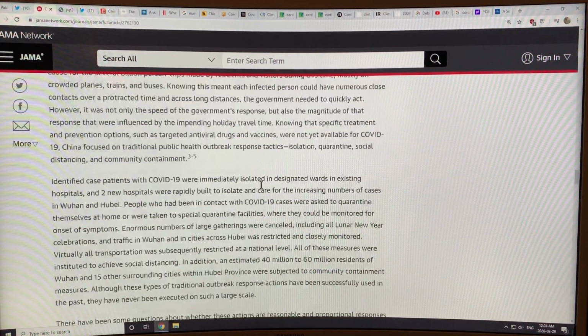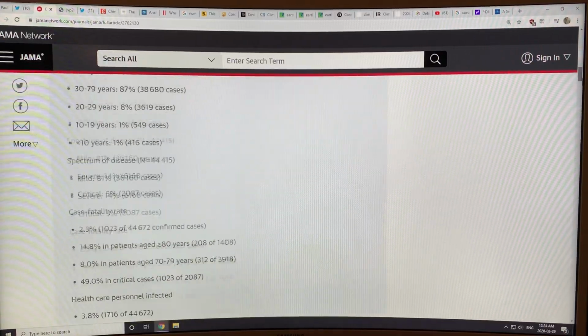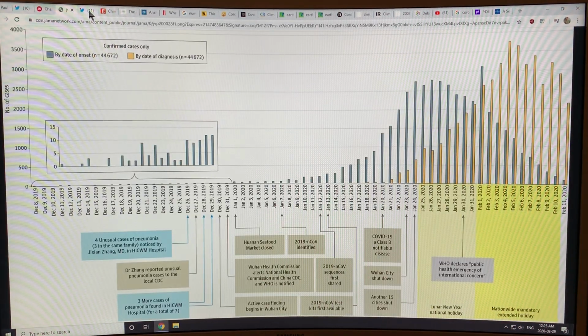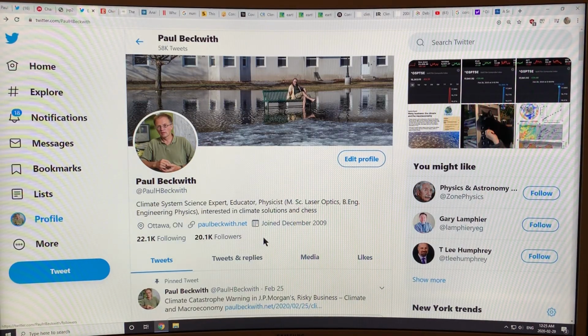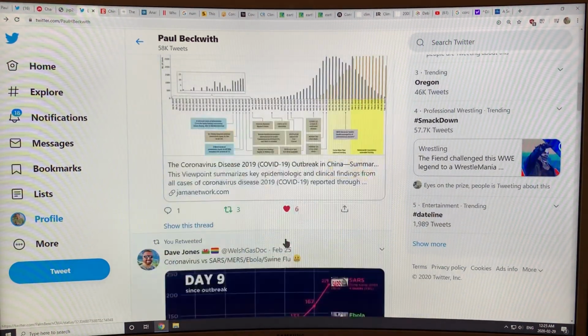So this is a good article. Like I say, you can look at the progression and the history of this from this article. You can just Google this: characteristics of and important lessons from the coronavirus disease 2019 outbreak in China. Okay. And on my own Twitter feed, I've been sending out quite a bit of information on this disease.